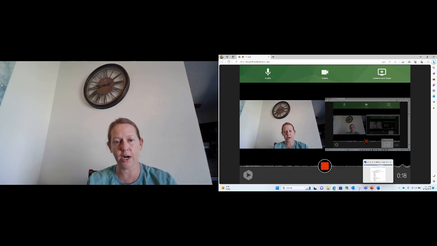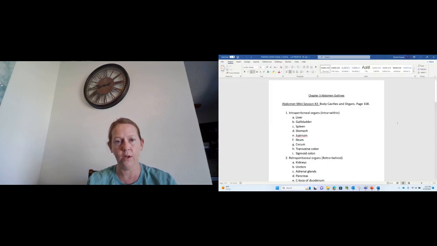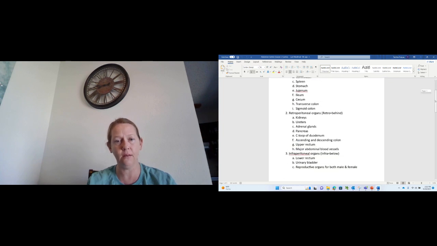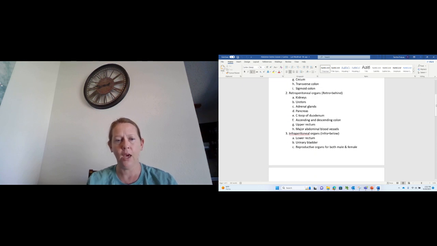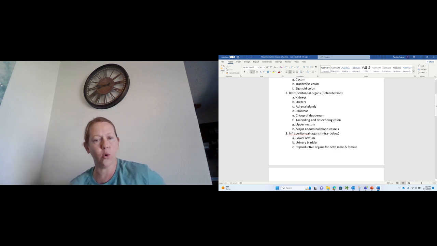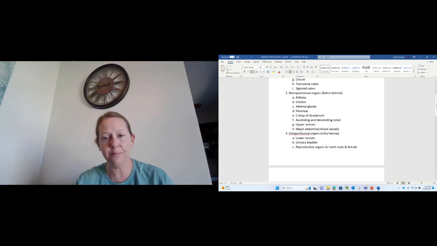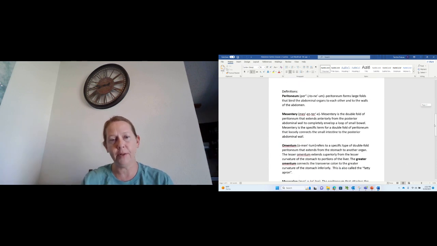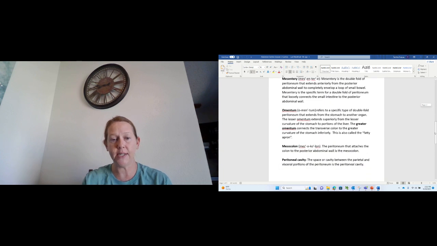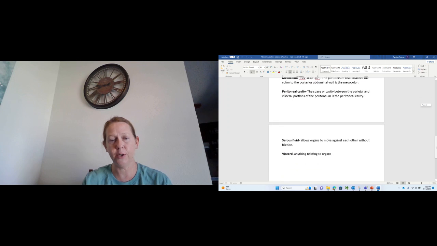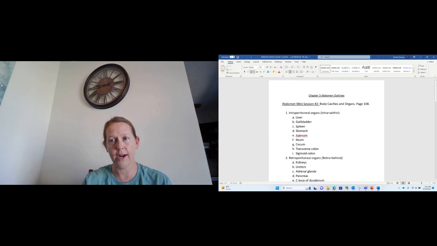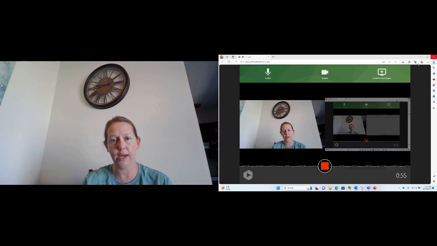So let me go ahead and share the outline with you. We're going to go over the intraperitoneal organs. Intra means within. The retroperitoneal organs, and retro means behind, and the infraperitoneal organs, which infra means below. We're going to go over a couple of definitions: peritoneum, mesentery, omentum, mesocolon, peritoneal cavity, serous fluid, and visceral. All right, and there is your outline, and that will be on Canvas.